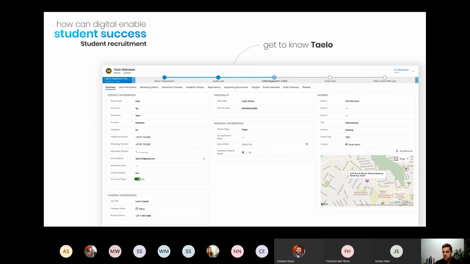And what we've got over here, it's just demo sample data. Taylor's not actually a real person. That picture is obviously a real person.